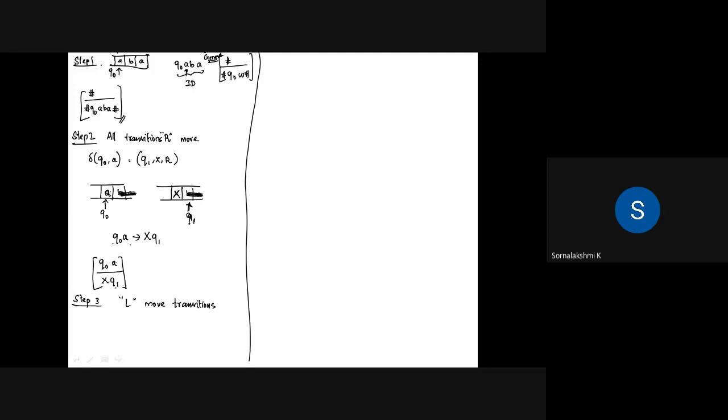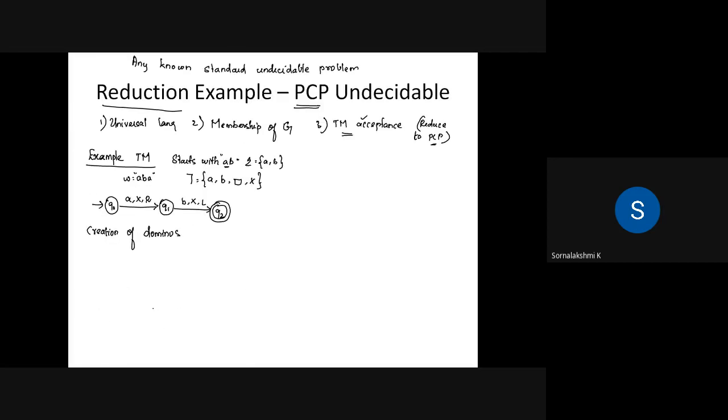Okay, remember, step 1 is for the initial state. Step 2 is for all right move transitions. Step 3 is for all left move transitions. So the left move transition will be a bit difficult.